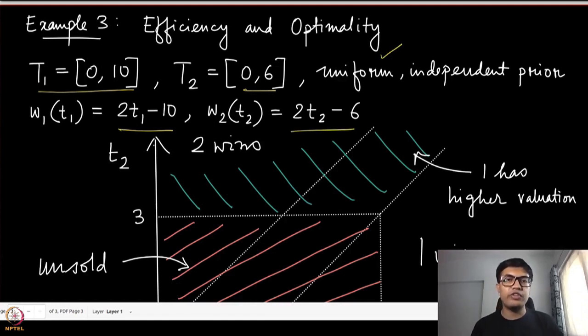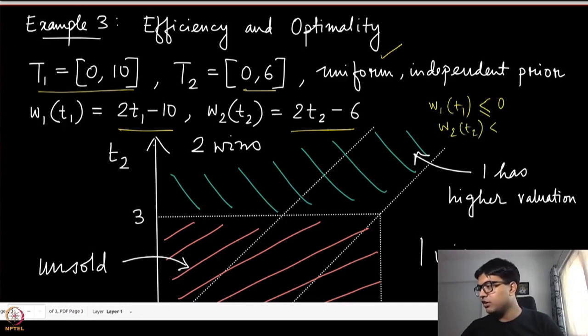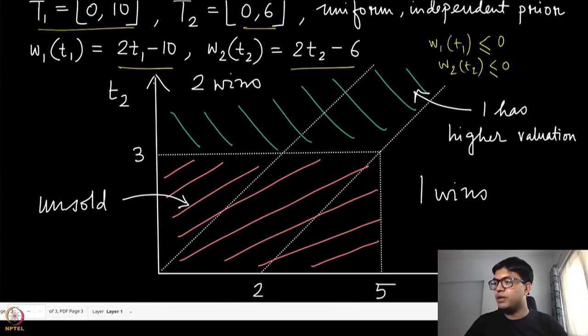Because we are talking about efficiency, we'll not be bothering much about the payments. We'll just be talking about at what point someone becomes the winner. The first observation we can make is the condition under which both these virtual valuations, W1(T1) and W2(T2), are negative or non-positive. We can see that for player 1, if T1 is less than or equal to 5, and for player 2, if T2 is less than or equal to 3, that is within this rectangle here, this object is getting unsold.